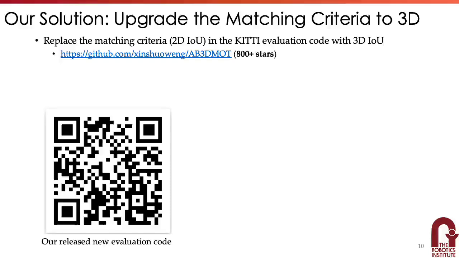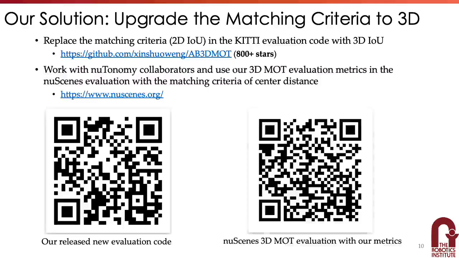To deal with this issue, our solution is to simply upgrade the matching criterion to the 3D space. For the KITTI dataset, this means that we replace the matching criterion of 2D IoU with 3D IoU. Our 3D MOT evaluation code has been released and reached more than 800 stars on GitHub. Please check it out if you are interested. In the meantime, we work with nuScenes collaborators to extend our 3D MOT evaluation to the modern nuScenes dataset. We hope that our new evaluation can help standardize future 3D MOT evaluation.